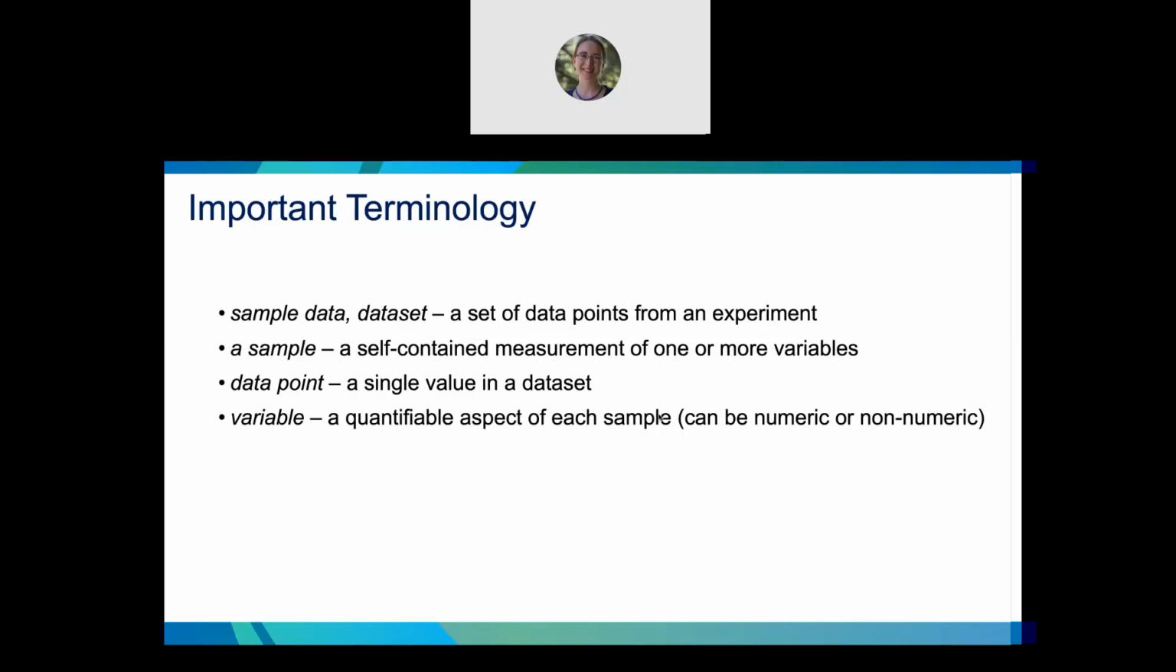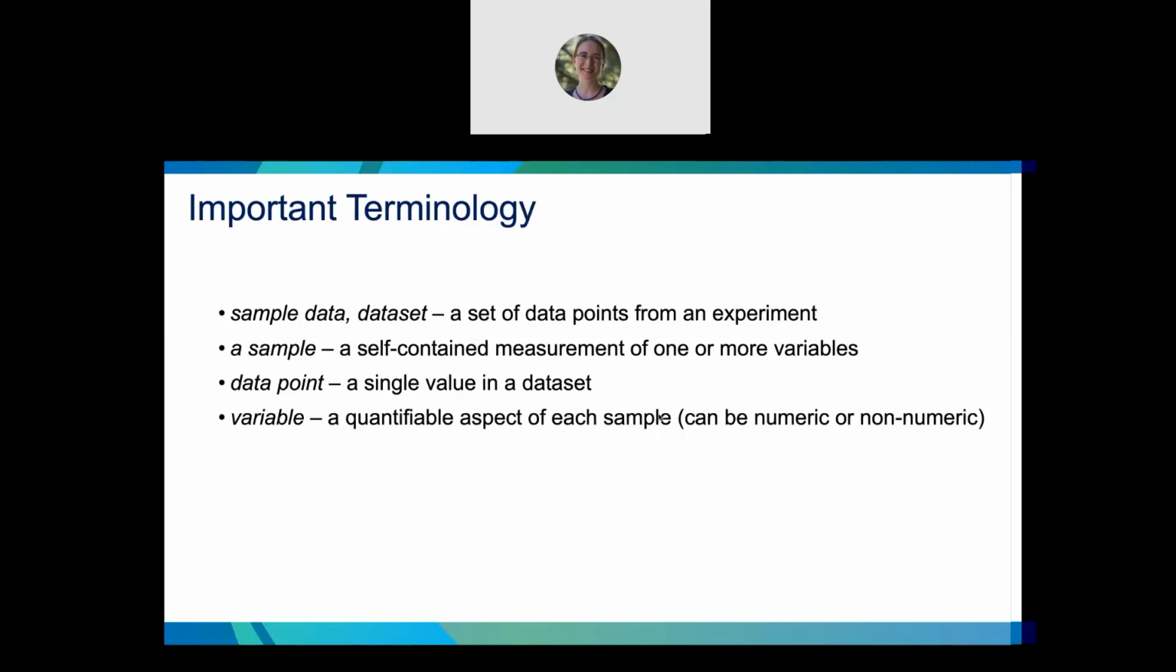A sample is a self-contained measurement of one or more variables. In our case, the variables are genes because they're gene expression data. A data point is a single value in a data set. For example, the expression of one gene in one sample. And then a variable is a quantifiable aspect of each sample. So in our case, variables are genes, but they can be numeric or non-numeric.